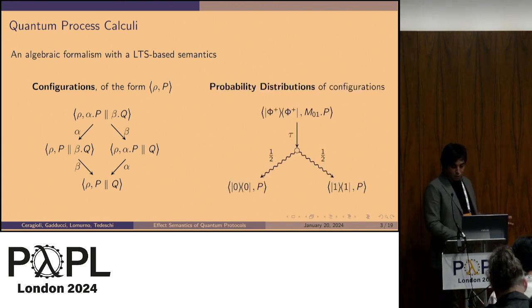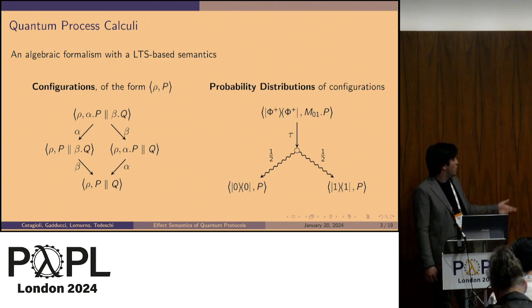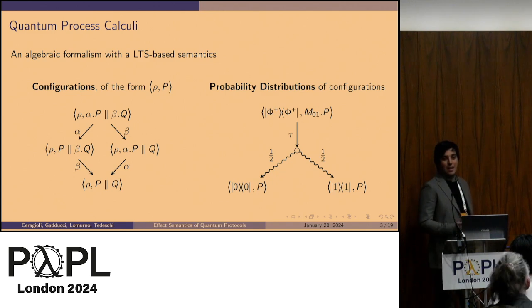For an example of quantum behavior, suppose we start with the phi plus state, a two-qubit entangled state. We perform a destructive measurement on the first qubit in the 0-1 basis, and we see that after a transition labeled tau, we end up in a probability distribution of the configurations where we are left with the zero state and the one state. So this is a probabilistic LTS, or PLTS.